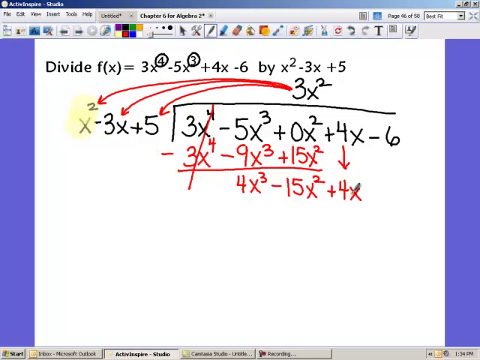So now we go through again. What times x squared will give me 4x to the 3rd? And that would be 4x. So that goes there. And now we multiply. 4x times x squared is 4x to the 3rd.